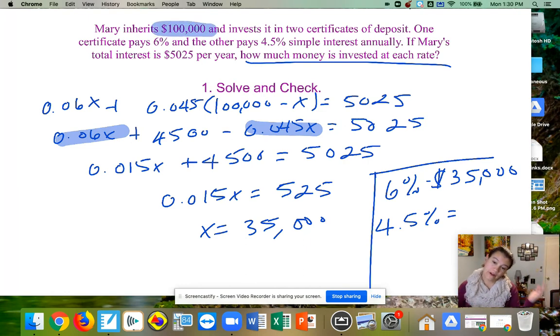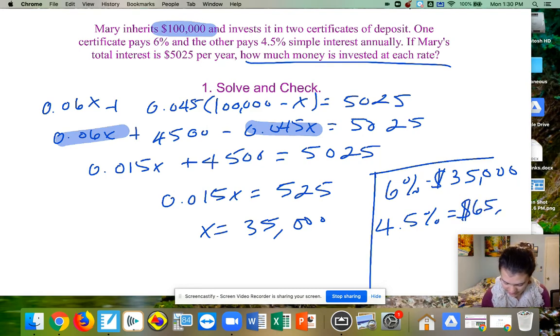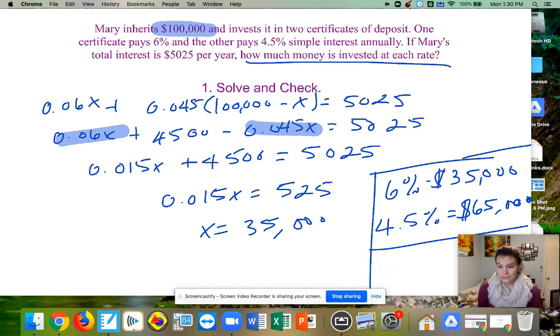So we know 35,000 was in one. You can subtract to get the amount in the other. So she had to invest 65,000 in the other one so that together they equal 100,000. And then check to make sure this makes sense. Like, do you get thousands of dollars as an answer, or do you get like $2? $2 wouldn't really make sense.